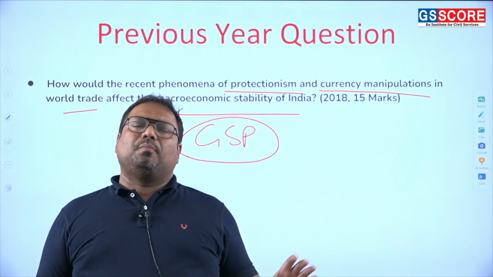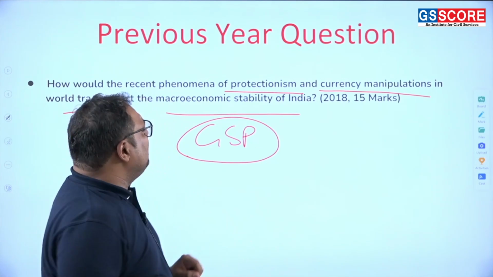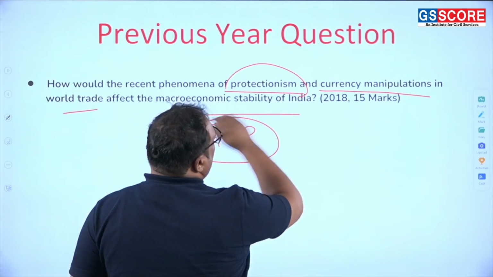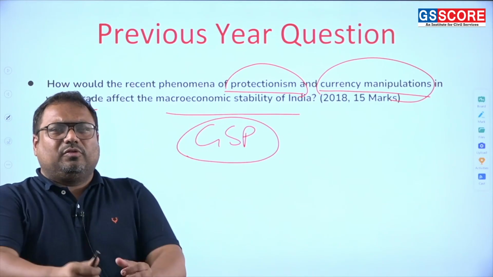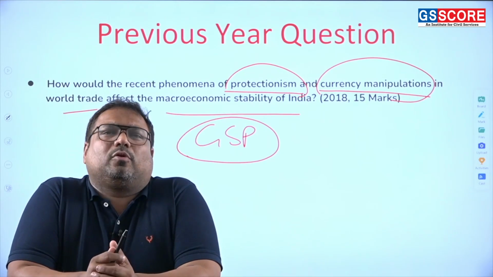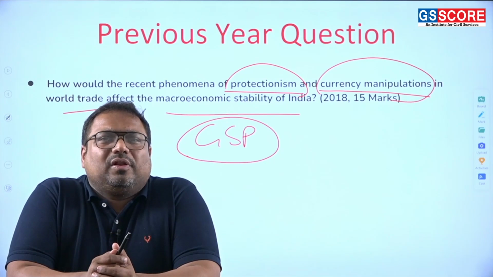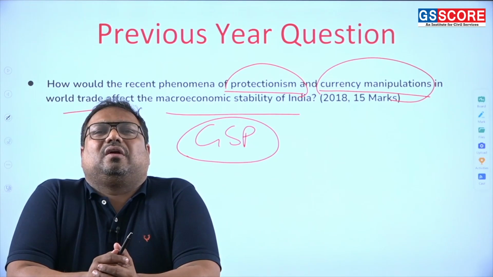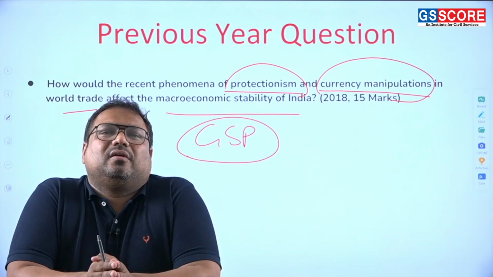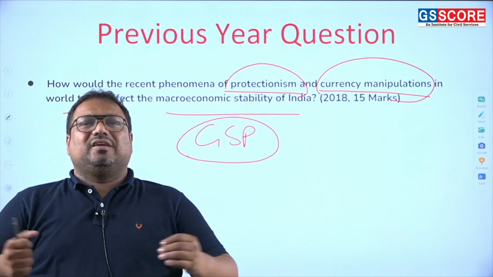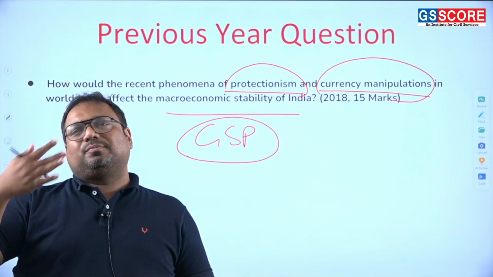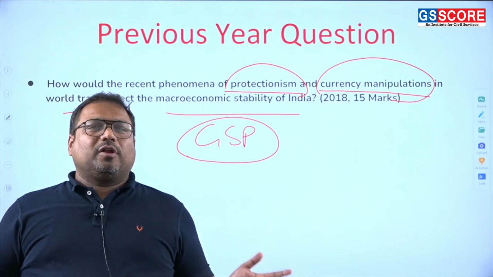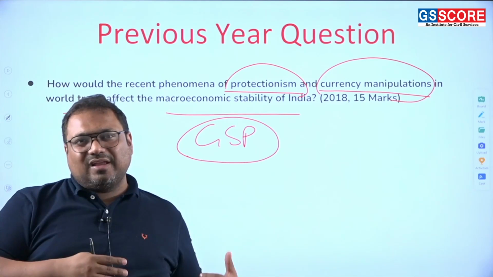Nonetheless, the question is about two things here. One thing is protectionism, the other is currency manipulation. Currency manipulation was not done by USA. USA did protection, and currency manipulation was something that China was doing. So what is happening here is that USA tried to raise a shield, tried to increase its protection. But protection from whom? Who was attacking USA?